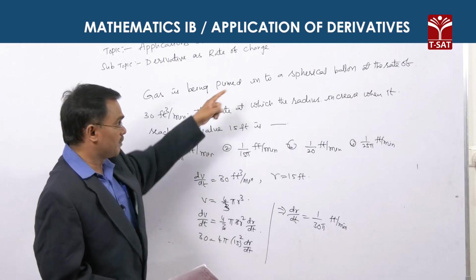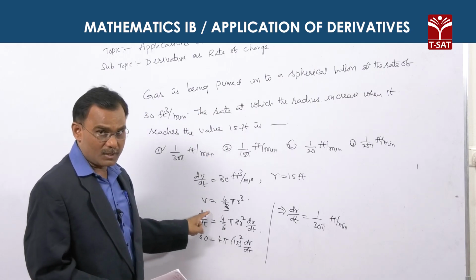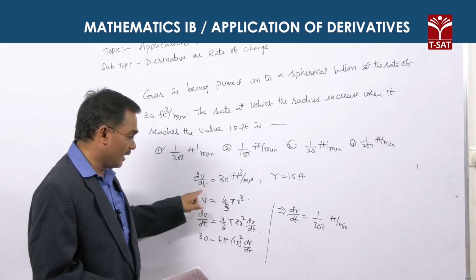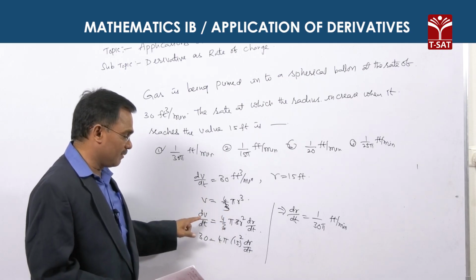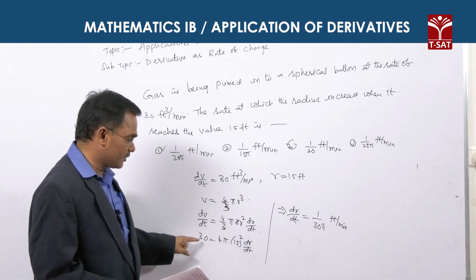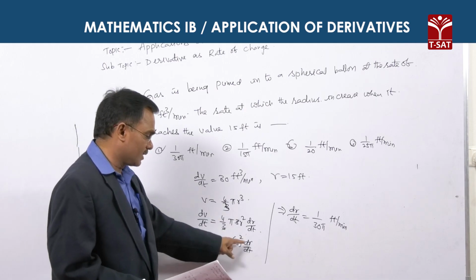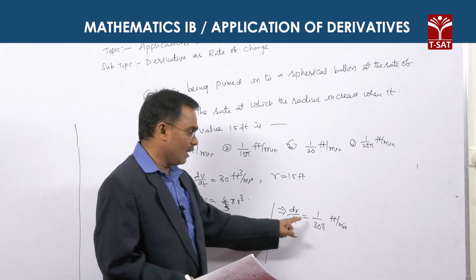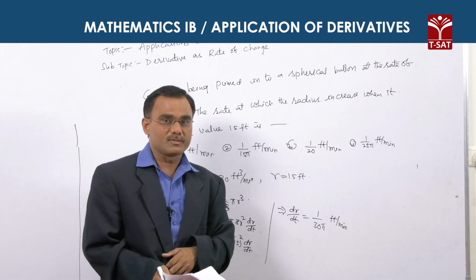The volume of the sphere is V equal to 4 by 3 pi r cube, and the rate of change of volume is dV by dt. This is given as 30, and the radius is 15. Simplifying this, dr by dt is equal to 1 by 35 feet per minute.